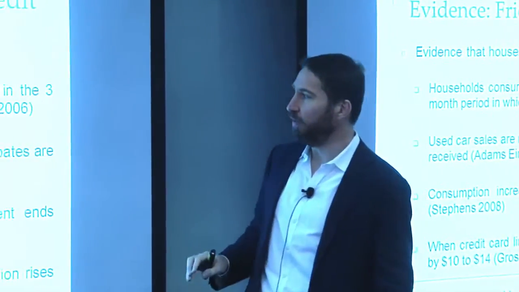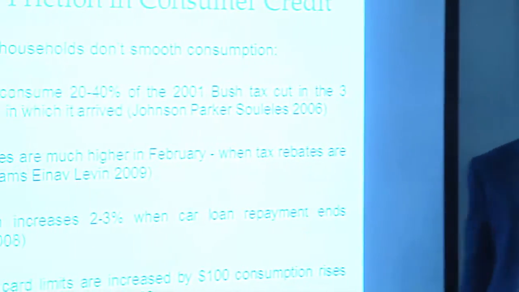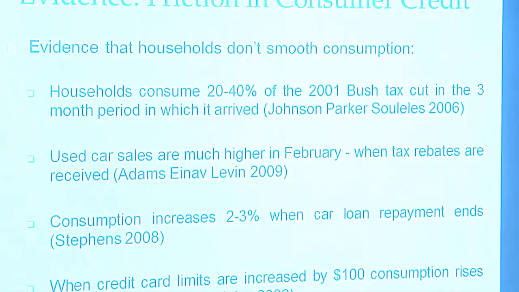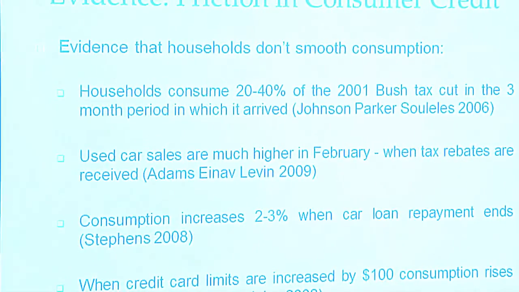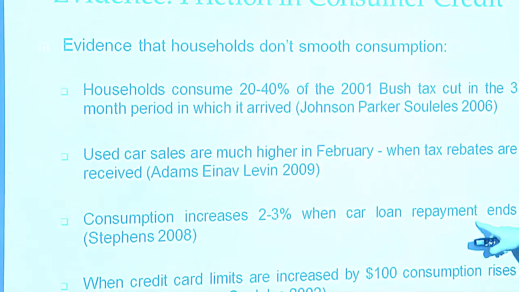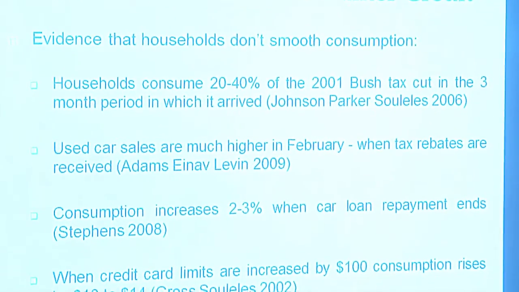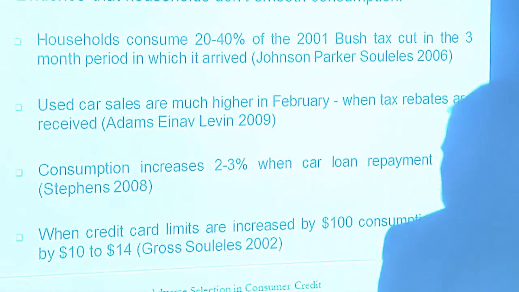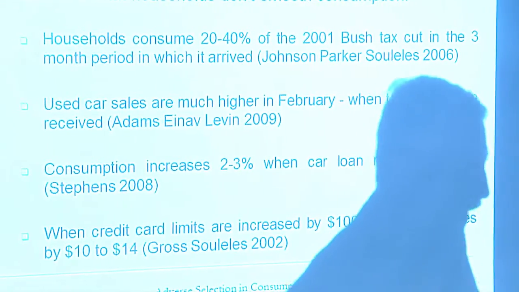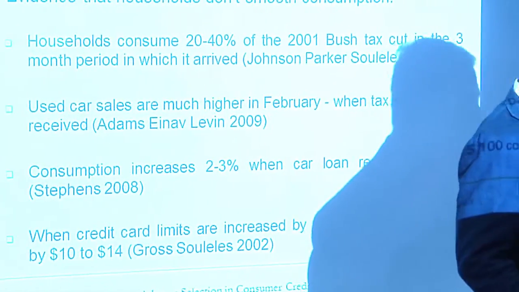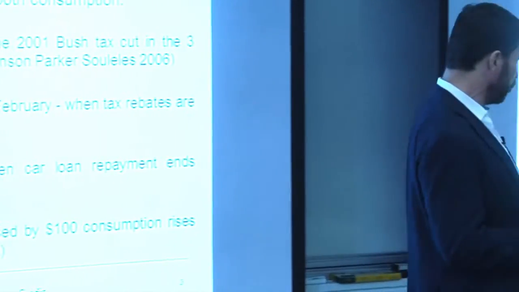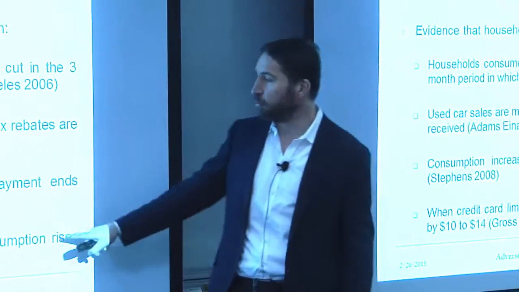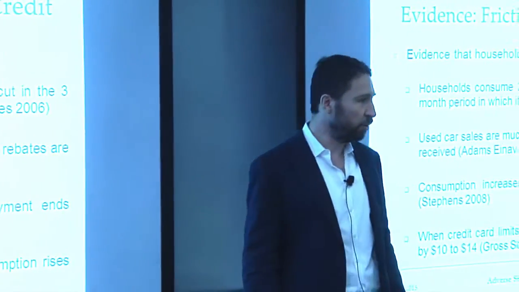And there's plenty of other evidence. Used car sales bump up 20, 30% in February when people get their tax refunds mailed to them. Consumption increases about 2 to 3% when people come to the end of their auto loan payments. Again, completely foreseeable, but it suggests that they were constrained in their ability to borrow against the future. And it looks like consumers want to smooth when they are given the opportunity.